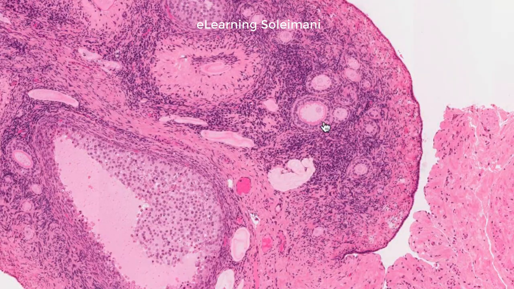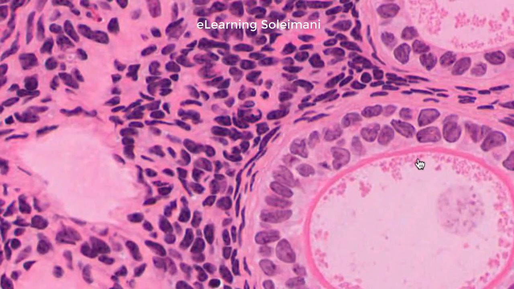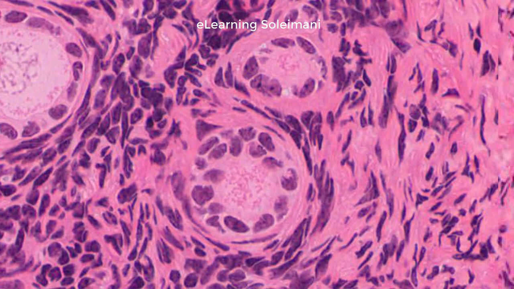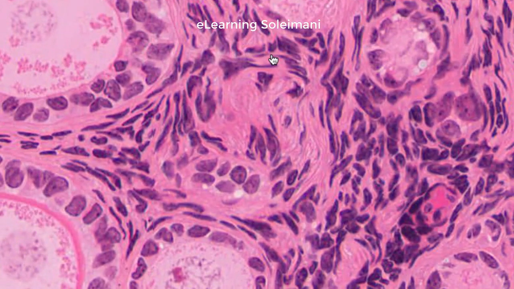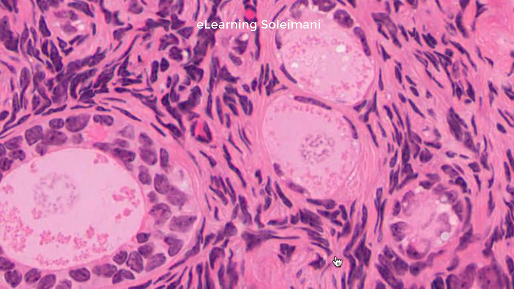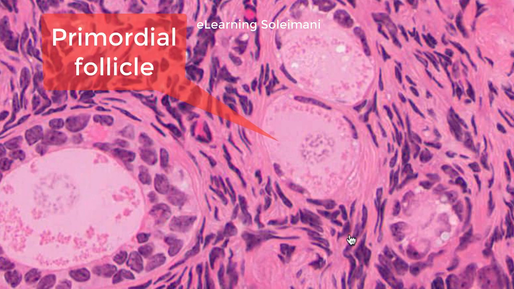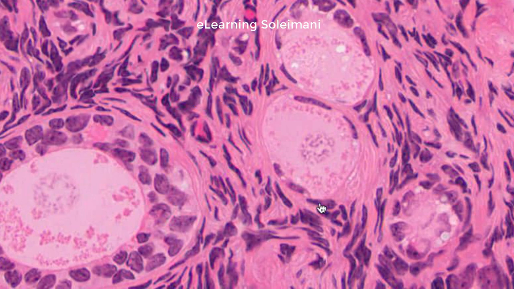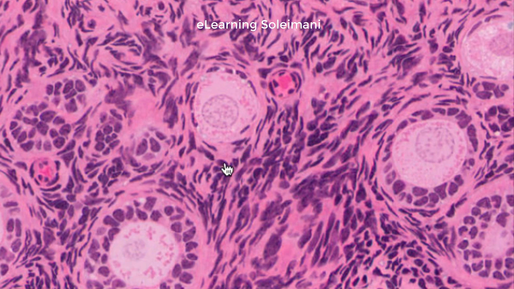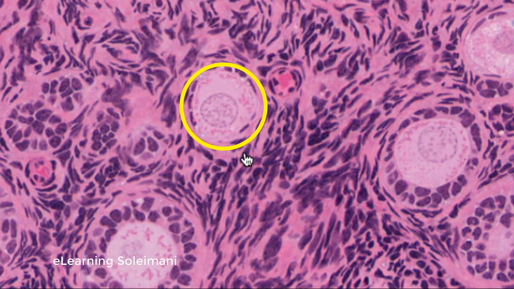All of the ovarian follicular development occurs within the cortex of the ovary. At any time, most of the follicles remain in a resting condition. These are called primordial follicles. Primordial follicles consist of a primary oocyte surrounded by a single layer of squamous granulosa cells. In these follicles, the oocytes undergo arrest before the completion of the first stage of meiosis. This arrest lasts until puberty.